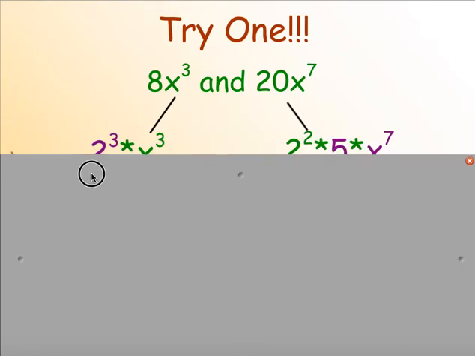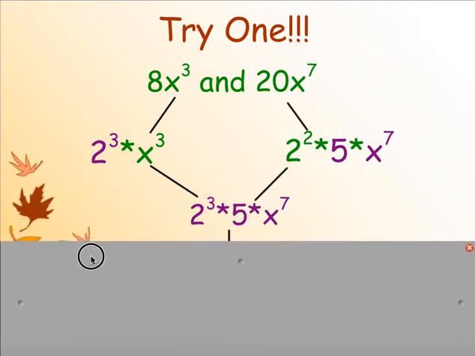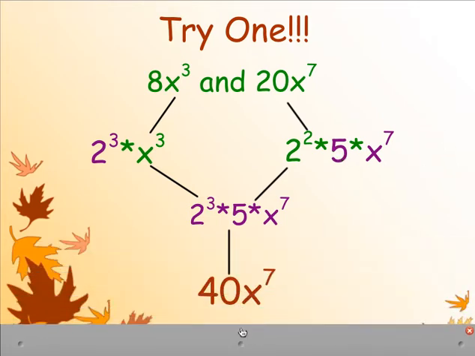Another one. We break it into 2 cubed x cubed and 2 squared times 5 times x to the 7th. And we're going to use the biggest 2, which is 2 to the 3rd, the biggest 5, and the biggest x, which when multiplied gives me 40x to the 7th.